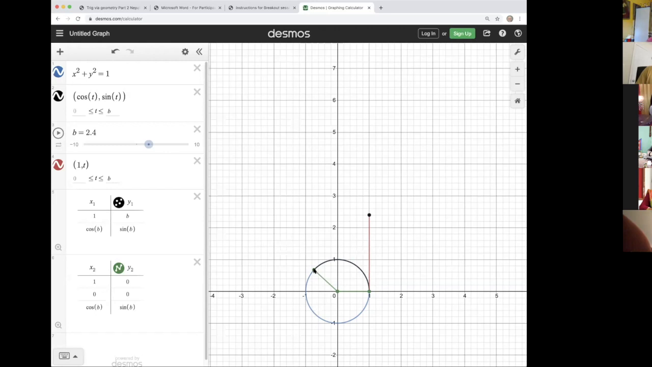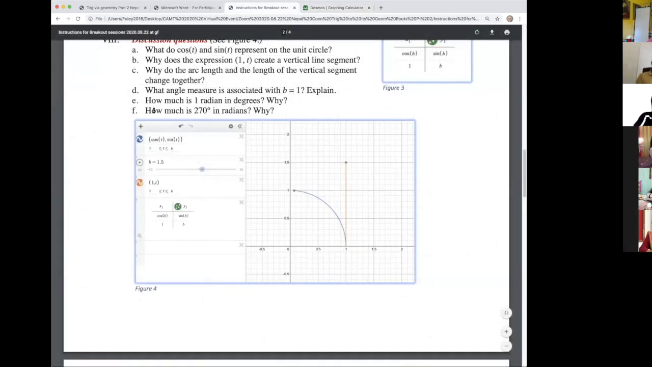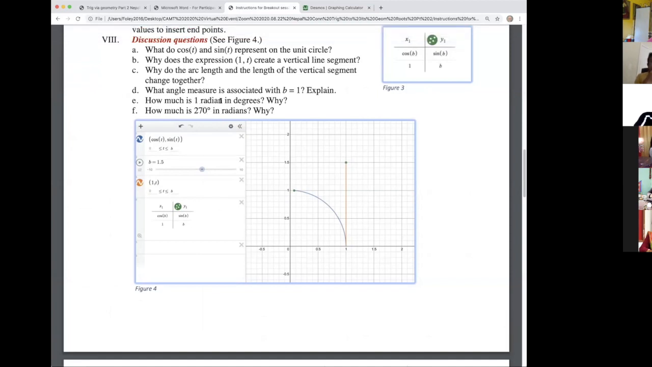Okay. Anything else that came out in your discussions in your groups that I have not touched on so far? Did anybody get to what is 270 degrees in radians? And what is 1 radian in degrees?